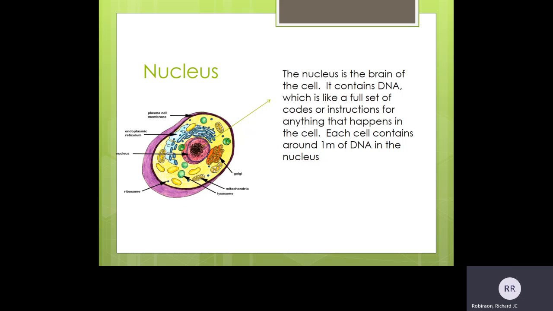And each cell contains about 1 meter of DNA within the nucleus, which seems ridiculous because a meter is a very big measurement, yet the cell is microscopic. And it's all about the arrangement of DNA, which will be a future topic. And the way that it's arranged and wrapped up makes it very, very compact.